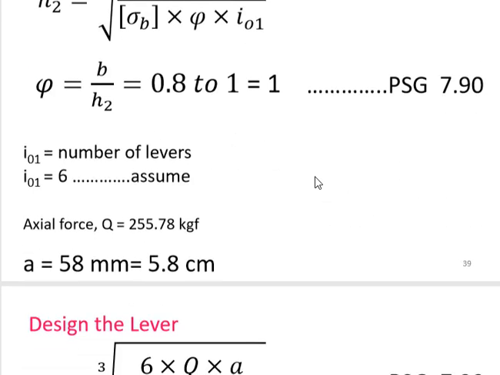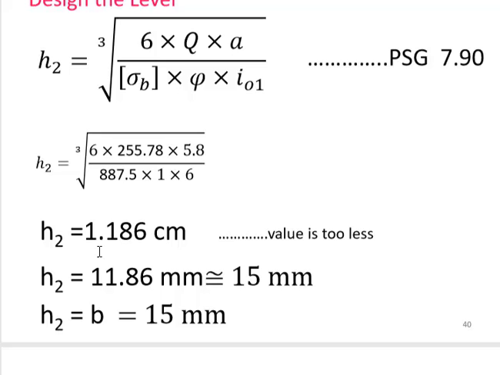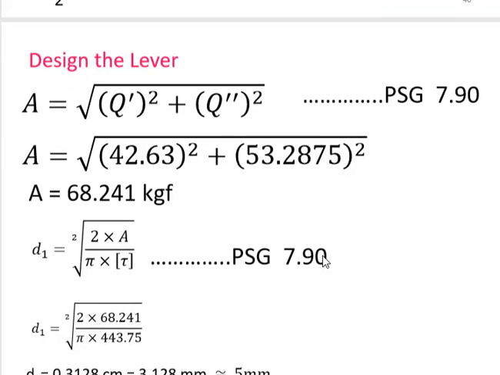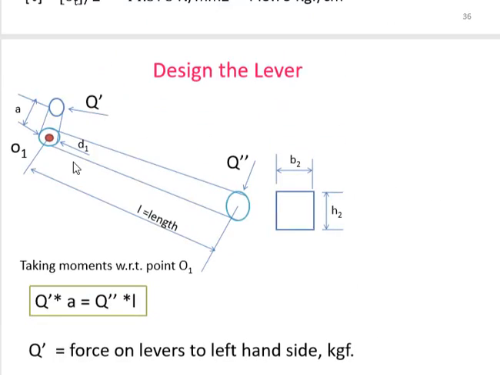When we substitute these values, H2 comes around 1.186 centimeters, which is 11.86 mm, which can be rounded off as 15 mm. Since H2 and B are equal, we can take B as 15 mm as well. After finding H2 and B, we can find out the small d1 diameter that appears in the figure. When you look into the figure, this particular circle is known as d1.